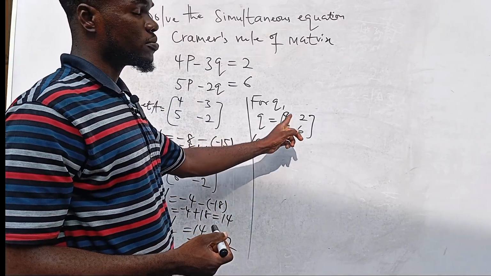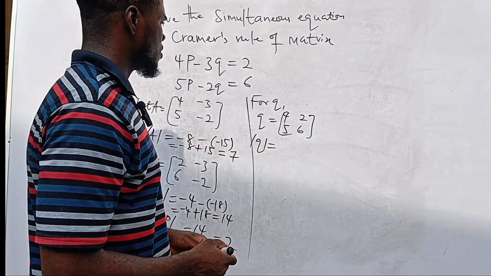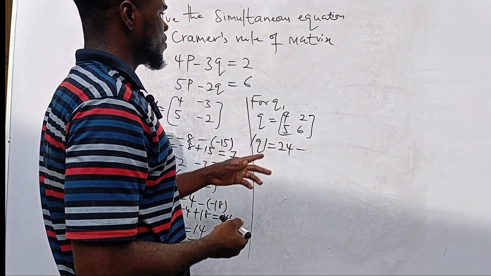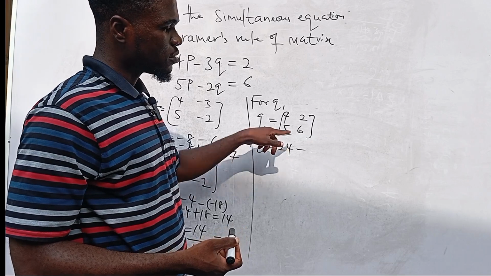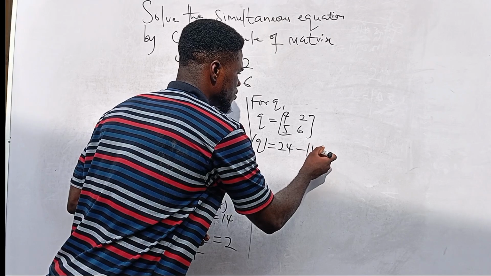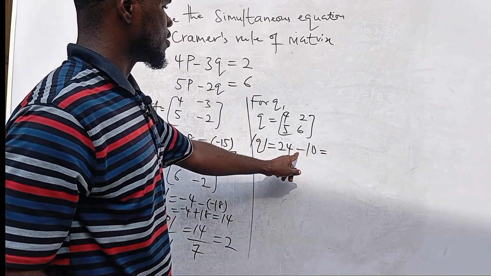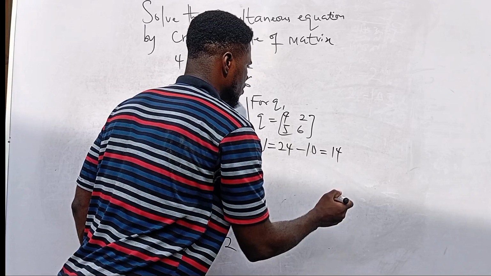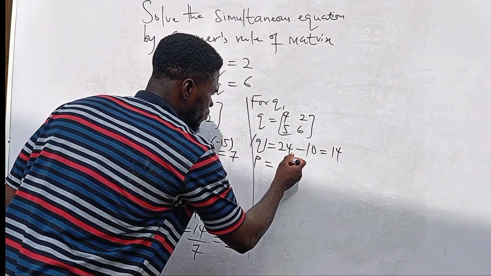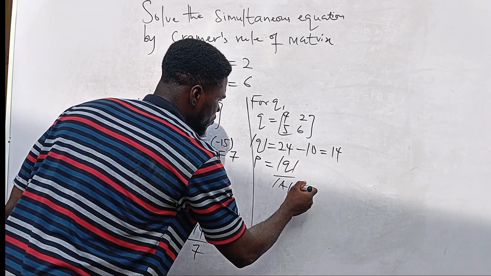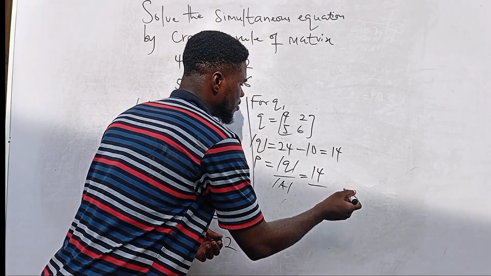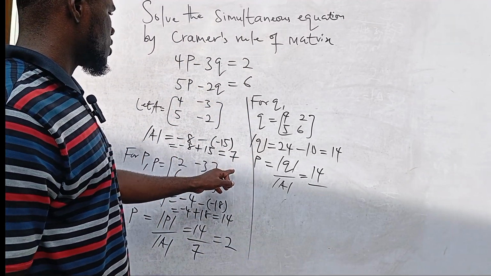Determinant of Q is going to be, you multiply the leading diagonal. 4 times 6 is 24. Minus, you multiply the leading diagonal minus the second diagonal. That is how you do determinants of a 2 by 2 matrix. 5 times 2 is 10. When you deduct 10 from 24, it's going to remain 14. So to get the value, it is equal to determinant of Q over determinant of the original matrix. So determinant of Q now is 14 divided by determinant of the original matrix, matrix A, which is 7.